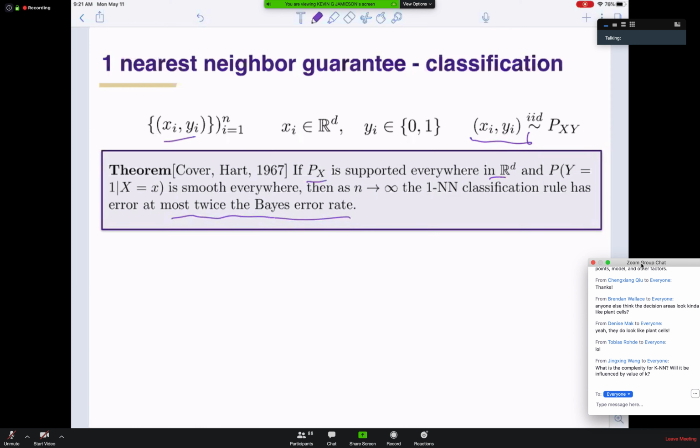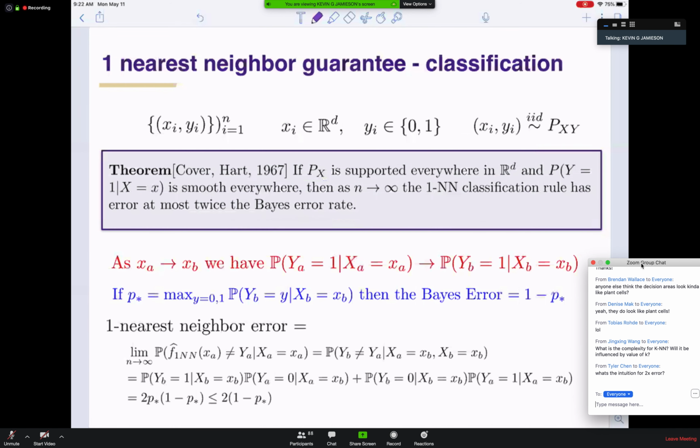Okay, so if the Bayes error rate is 0, what this is saying is that as n goes to infinity, you are learning the optimal rule. Or if the Bayes error rate happens to be 0.2, then you're learning something that's 0.4, which is not so great. But this kind of result is actually quite strong, because it's a non-parametric guarantee. It makes no assumptions about what parametric form p of y is equal to 1 given x looks like. It's just extremely general. And I'm not going to prove this.